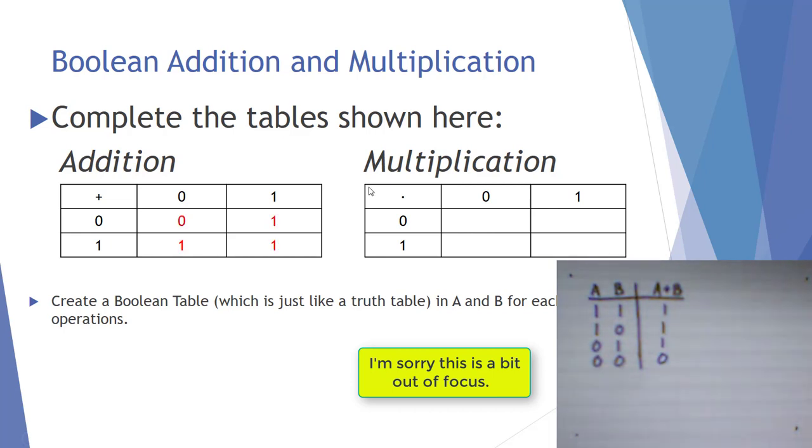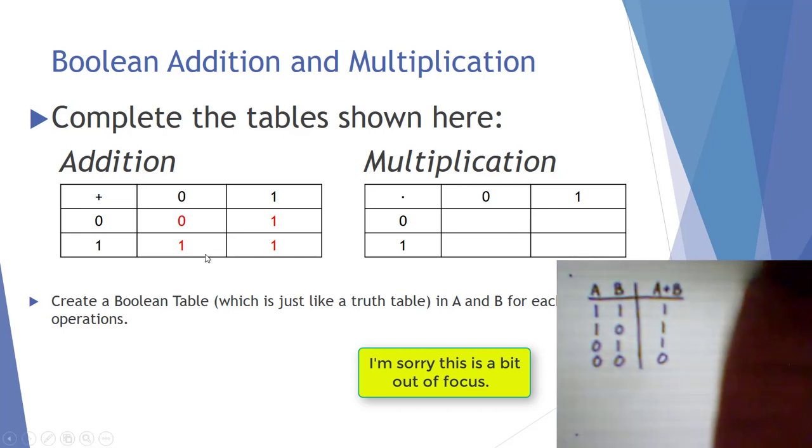That means we can fill those results into our addition table, and we can conclude that 0 plus 0 is 0 in Boolean algebra, 0 plus 1 is 1, 1 plus 0 is 1, and 1 plus 1 in Boolean algebra is 1.